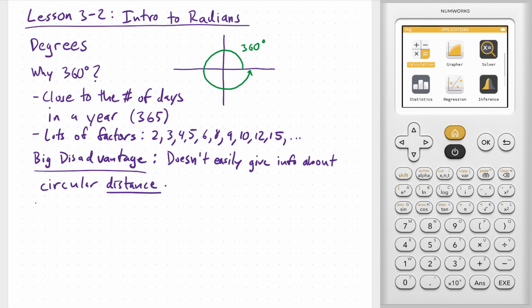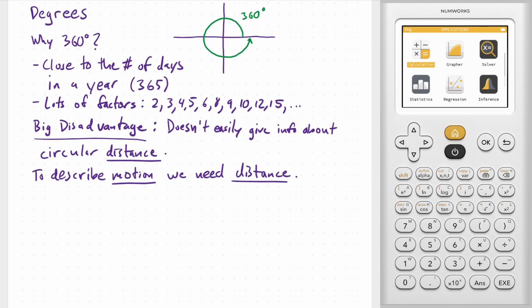Okay, so to describe motion, we need to know distance. Distance is a key piece of information. And this is a course about motion. So we want to be dealing with this idea of distance. So what do we do?